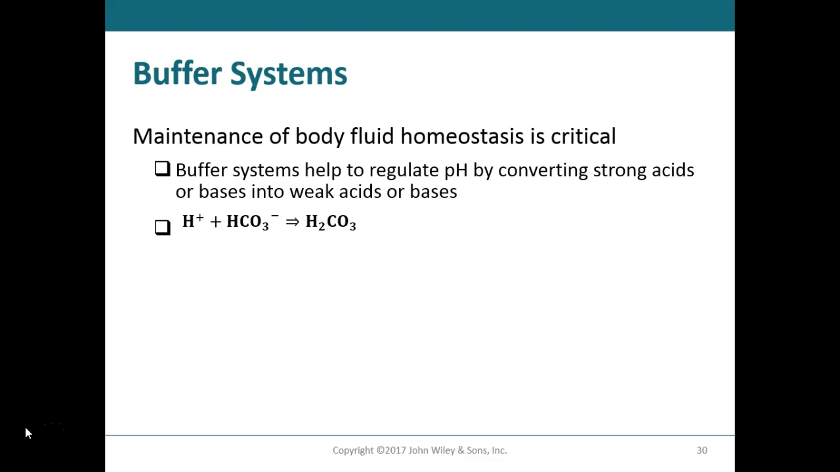So acids and bases can do the same thing with many of the proteins that are found in the human body. So I just wanted to give you a quick example of why that's important.